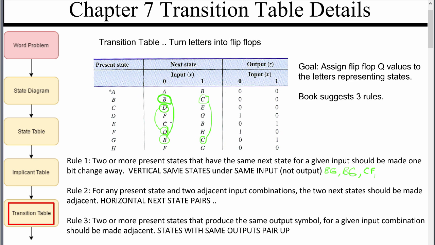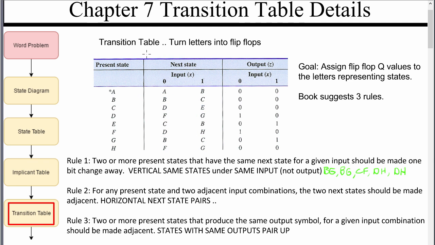All right, what's another one? F and A. Okay, D and H. Wow, D and H share 2 of them, right? They would be equivalent states if they didn't differ in their output. So we're going to say D and H twice. D, H, D, H.